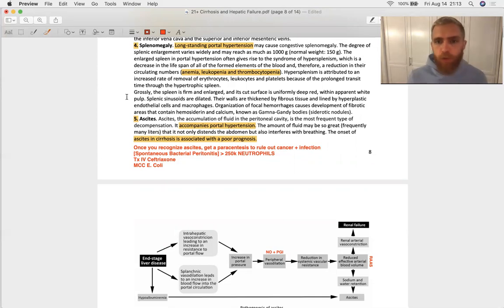And as a direct result, you see a reduction in circulating numbers of all blood cells. You get a pancytopenia. That's an anemia, plus a leukopenia, low white blood cells, and a thrombocytopenia, low platelets, because platelets come from megakaryocytes, which is a type of blood cell too.